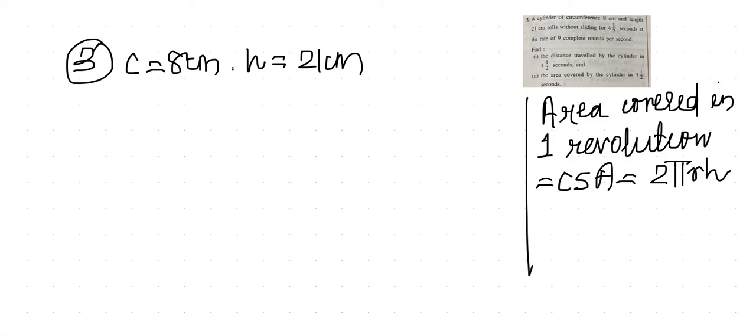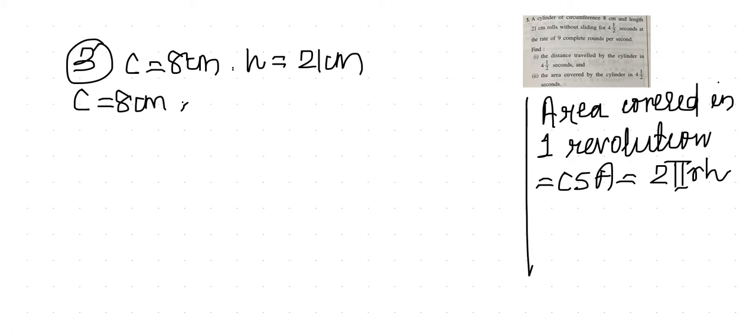The question says, first of all you need to find out how much distance it is covering in 4.5 seconds. So for the distance, you need to find out what? You need to find out the radius first. From here, the circumference has been given as 8 centimeter.